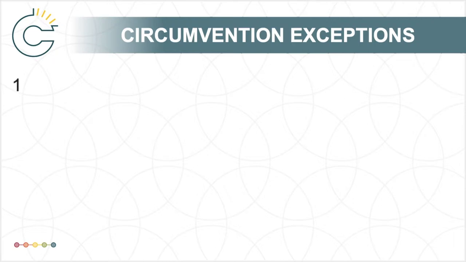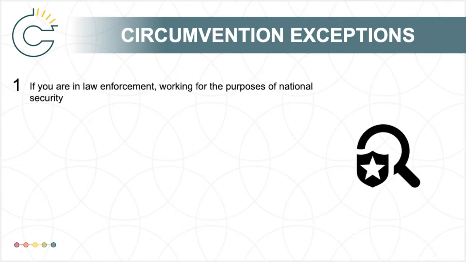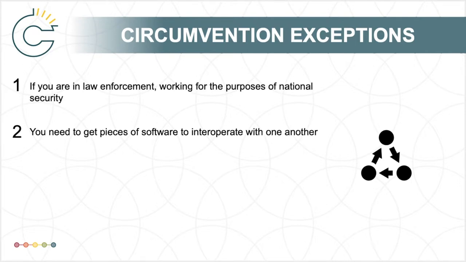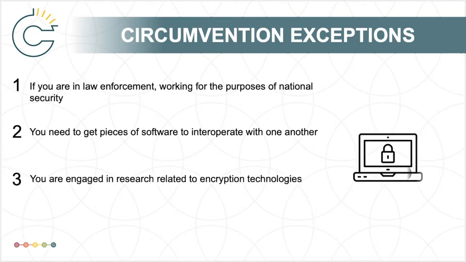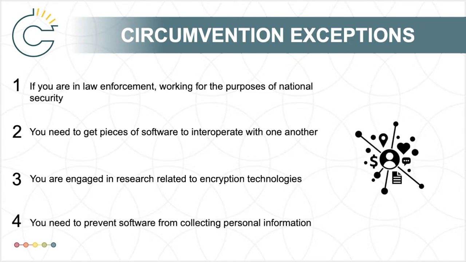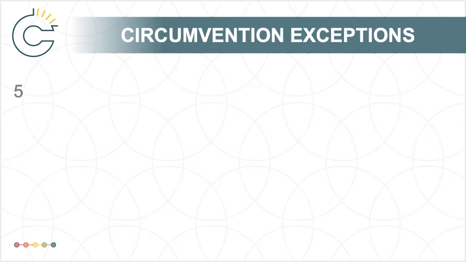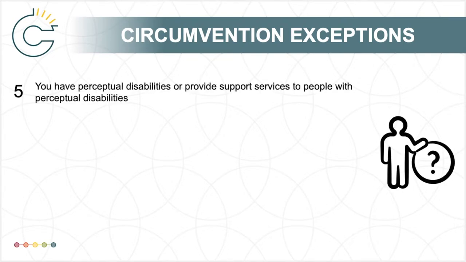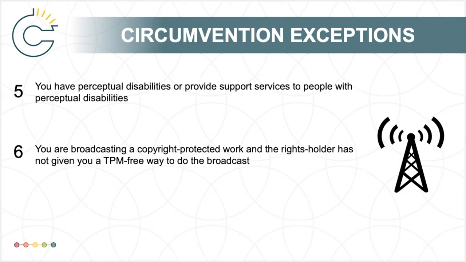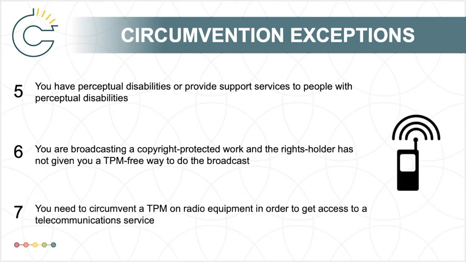If you are in law enforcement, working for the purposes of national security, you need to get pieces of software to interoperate with one another. You are engaged in research related to encryption technologies, which are often used to build and implement TPMs. You need to prevent software from collecting personal information or verify that it does not collect personal information. You have perceptual disabilities or provide support services to people with perceptual disabilities in the case where the TPM impairs the accessibility of the content. You are broadcasting a copyright-protected work and the rights holder has not given you a TPM-free way to do the broadcast. Or you need to circumvent a TPM on radio equipment in order to get access to telecommunications service.